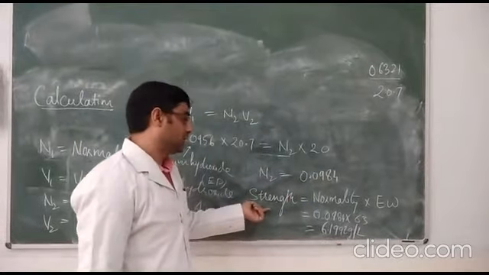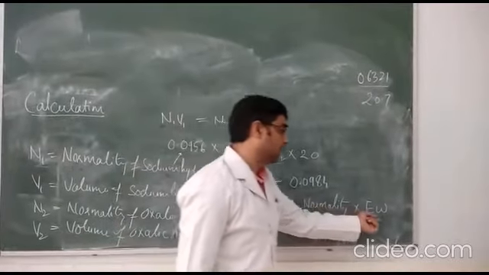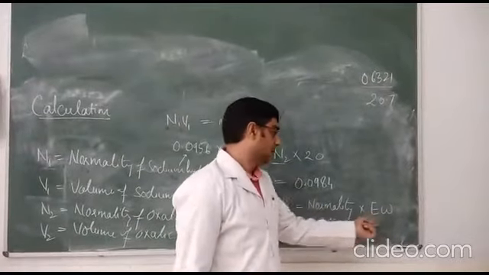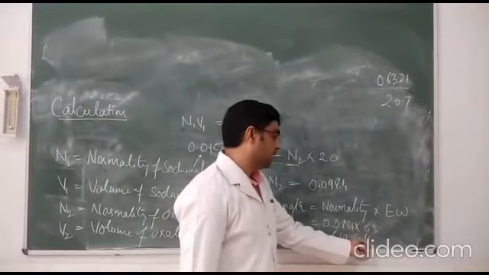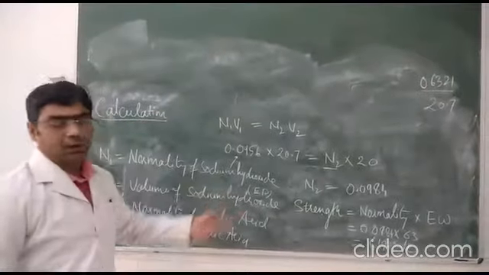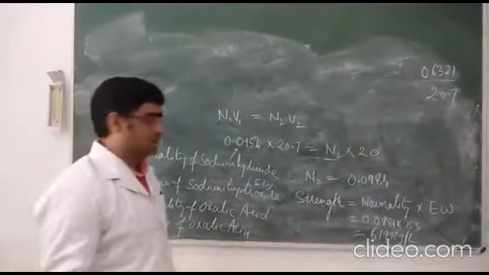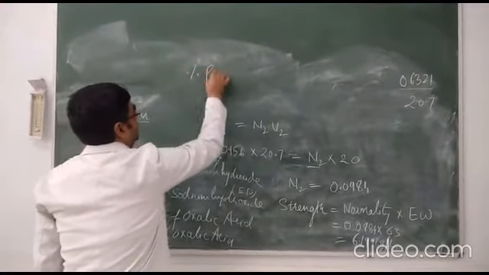Afterward, we will calculate the strength. Strength is calculated by this formula, normality multiplied by the equivalent weight of oxalic acid. So it will come around 6.1992 gram per liter. Now we have to determine the percentage purity because we are doing the assay of oxalic acid. So percentage purity can be calculated by this formula.